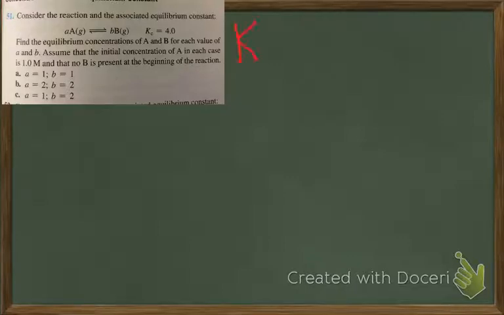The first thing we need to do is write the expression for K. So how do we write that here? Okay, so that means this is B to the b. I think that's a technical term. And this is A to the a. All right, that's ugly. I don't like that.